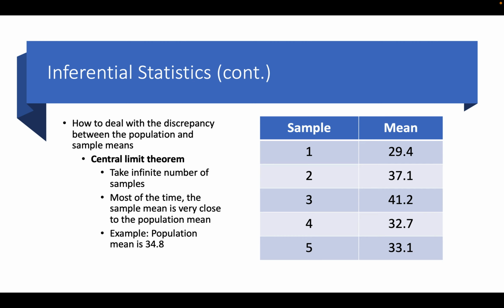So the central limit theorem tells us that, generally speaking, most of the time the sample mean is going to be very close to the population mean. So that's one way to deal with the discrepancy between a population and sample mean value.